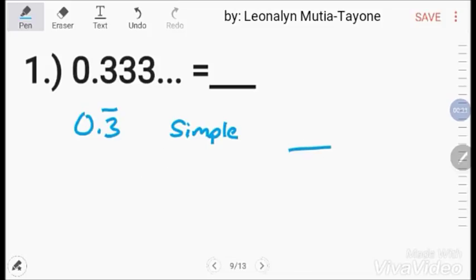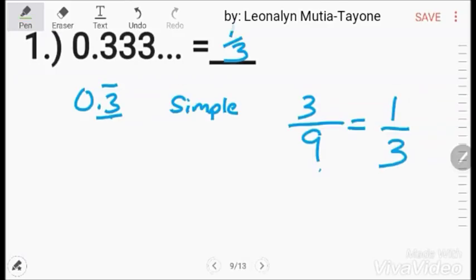Lahat ng mga ganito, 9 automatic ang denominator. Dahil isa lang ang paulit-ulit, kaya isang 9 lang. At itong 0.3 na ito, without the decimal, isulat lang natin si 3, kasi 3 naman ang paulit-ulit. So, ibig sabihin, itong 0.3 is equal to 3 over 9 or 1 over 3. So, ang answer dito ay 1 over 3.